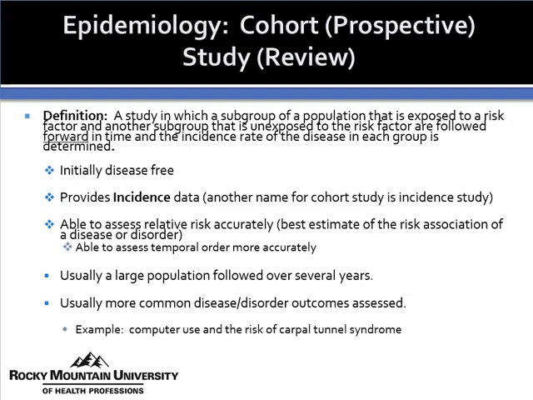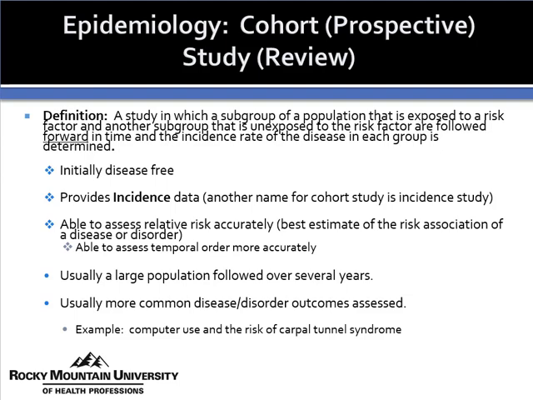So let's look at a prospective cohort study in a little bit more detail. It's a study in which a subgroup of a population that is exposed to a risk factor, or already possesses that risk factor, for example, think genetics, and another subgroup that is unexposed to the risk factor or doesn't possess that risk factor, are followed forward in time and the incidence rate of the disease in each group is determined. So again, when they are assembled, they are initially disease-free.